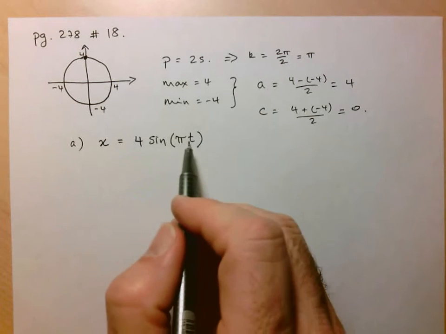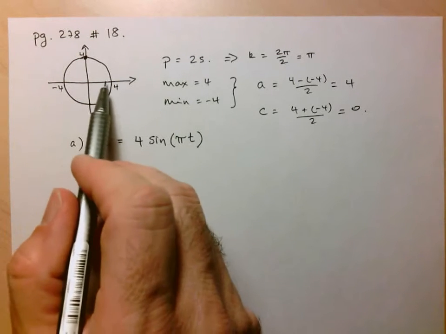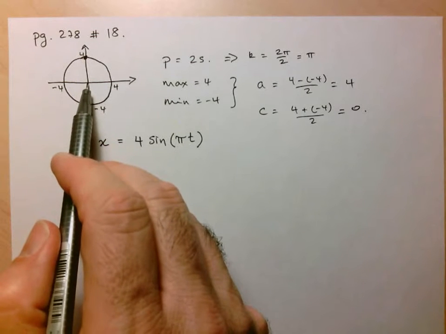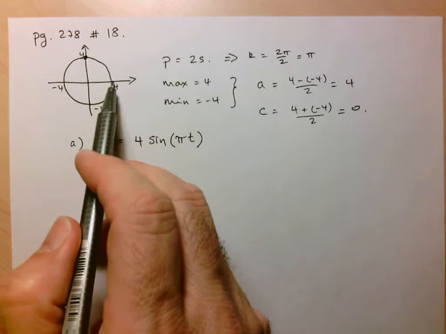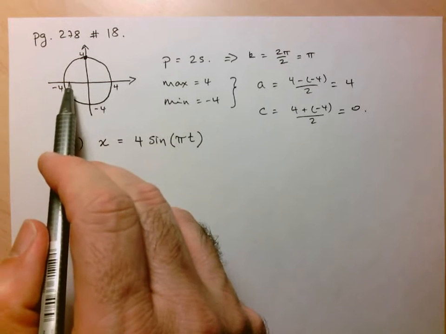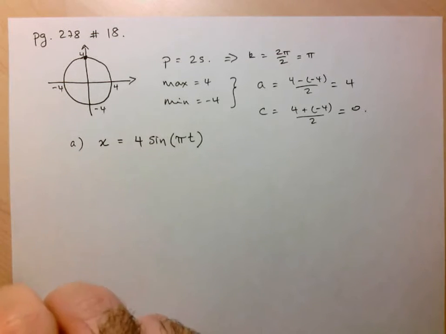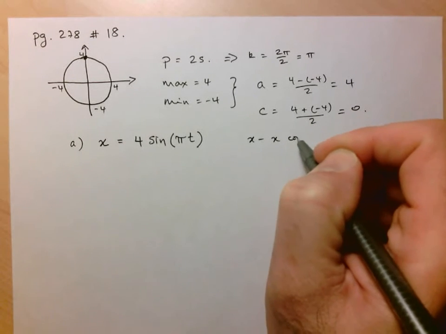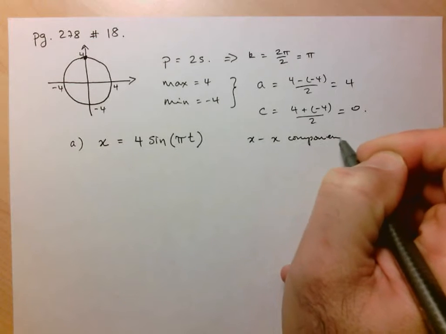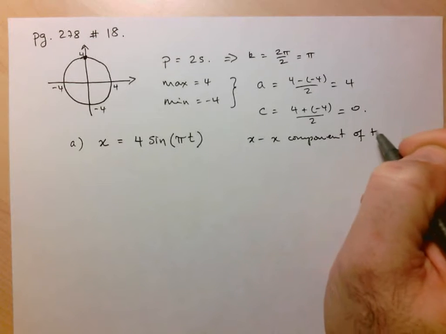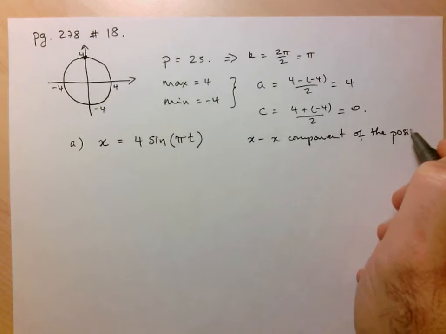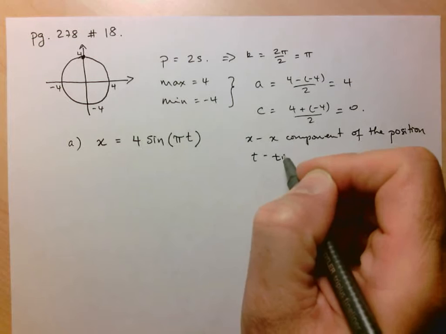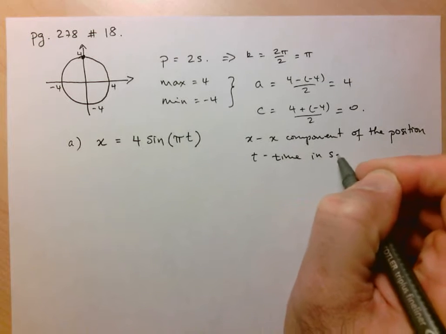So this equation here represents the motion of the x component. If I start at this point, it starts at 0, and then it's going to move towards the maximum, back to the middle, to the minimum, back to the middle, and so on and so forth. So here x represents the x component of the position, and t represents time in seconds.